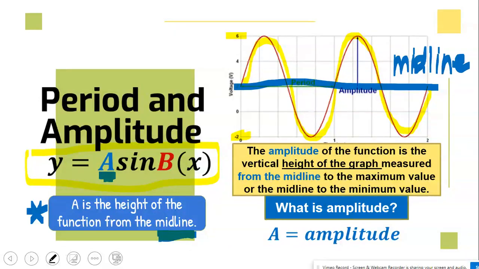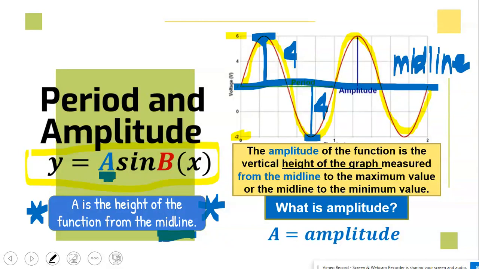Okay. And if I want to know that A is the height from the midline, right? That means I'm going to measure from here up to here. Like, how tall is this? From 2 to 6. What is that? 3, 4, 5. Oh, that's going to be 4. Or you could think of it as from the midline to the minimum. So from 2 to -2, well, that distance is also going to be 4.